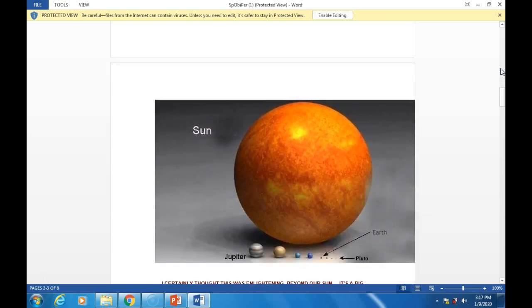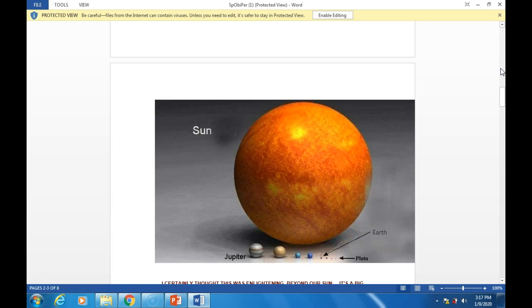And here is when you put the sun in the picture. Here's the size of the sun compared to Jupiter, to Saturn, to Uranus and Neptune. I can't remember which order. There's Earth right there. That's how big we are compared to the sun. It's pretty incredible. And it keeps going.